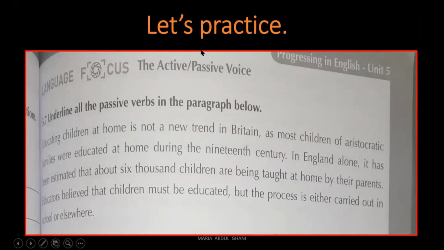When it's followed by a helping verb. Okay, preceded, not followed. Before the verb, there is a helping verb. Very good. When there is a helping verb and after the verb, it should be past participle. So here, helping verb plus past participle, it means it's a passive voice verb. Who's going to read? Arwa, could you please read?